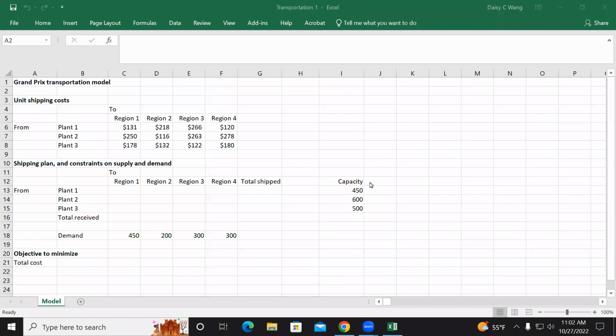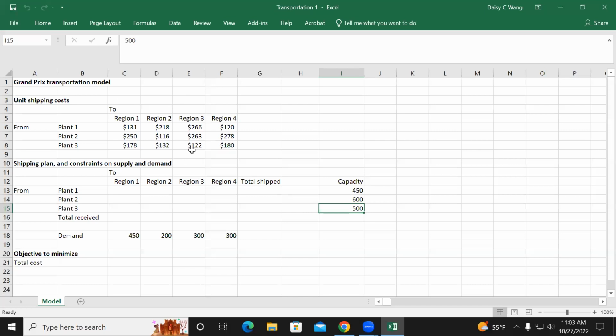So this is the Grand Prix transportation model. Basically we have, let's say, 3 planes, and each plane has a different capacity. Plane 1, if you see here, has a capacity of 450. Plane 2 has a capacity of 600. Plane 3 has a capacity of 500.